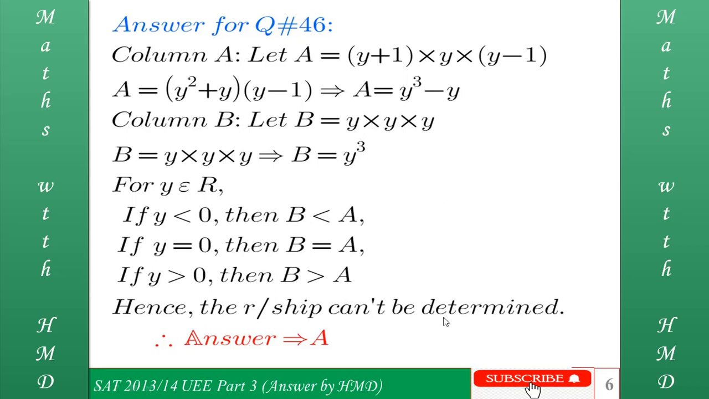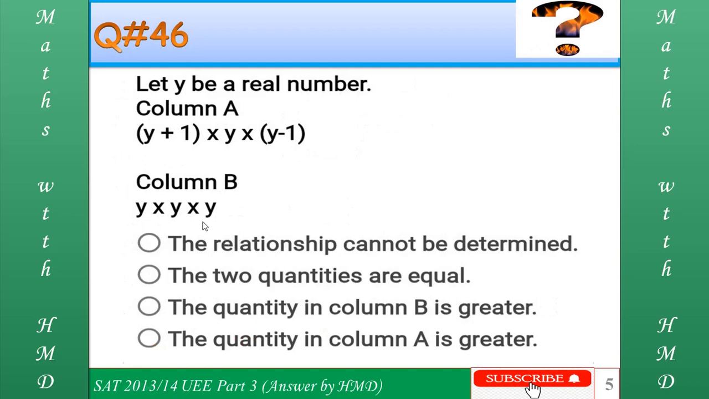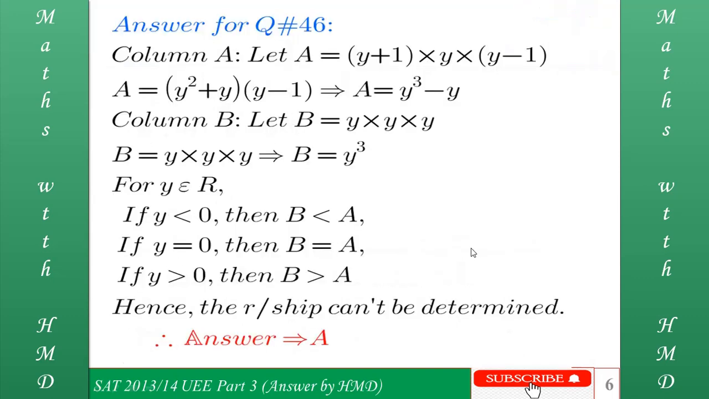So based on this, the relationship cannot be determined because we do have three cases. The quantity in B can be less than A, B can be equal to A, or B can be greater than A. So we can never determine this one by using the given conditions. So here the answer is A. The relationship cannot be determined with the given conditions. Okay, I hope you got the answer.